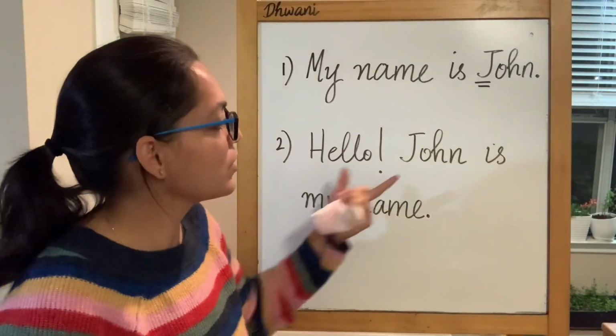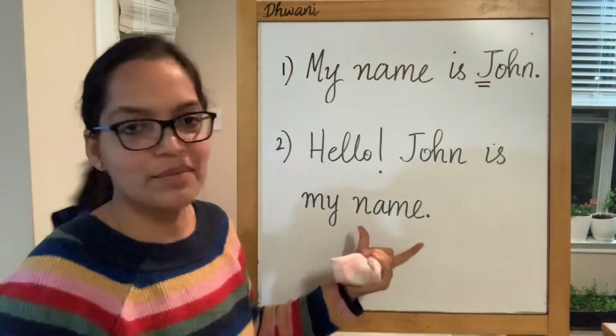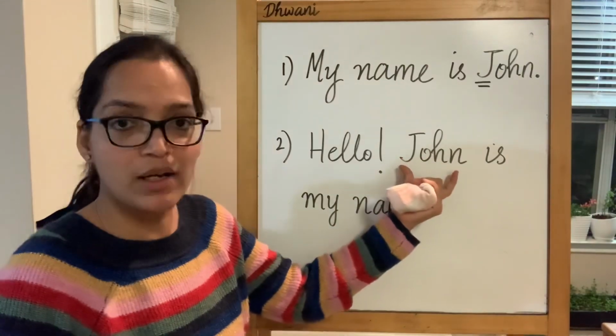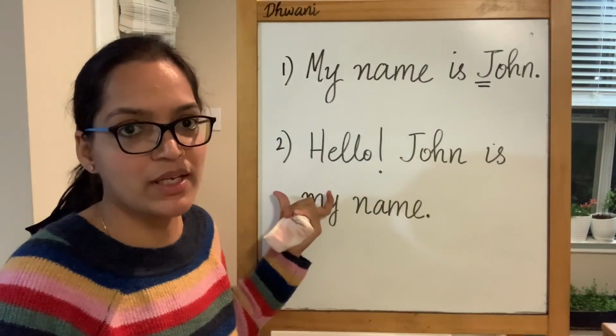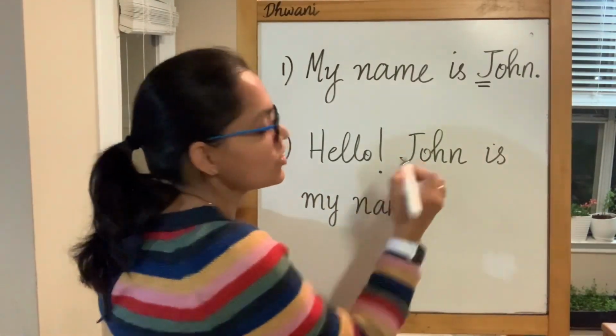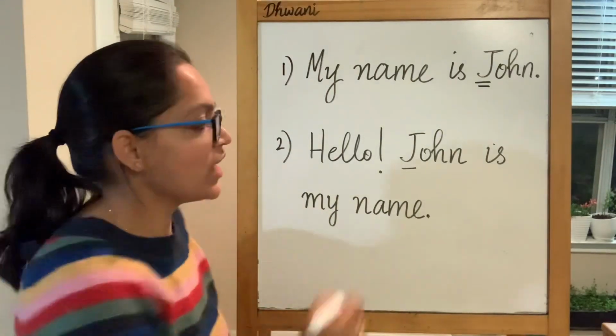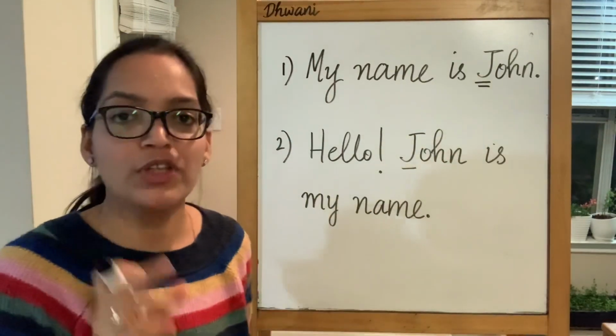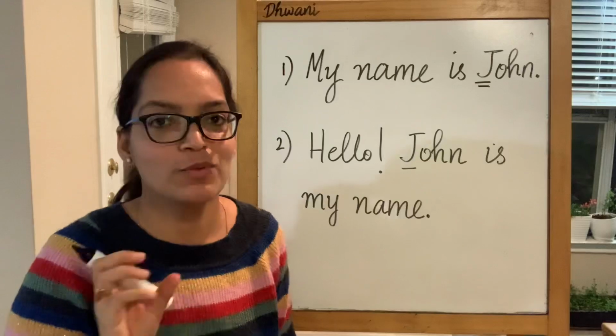Hello. John is my name. So now John is in the middle part of the sentence. It is not in the beginning. Even then, J is going to be in capital. And the rest of the alphabets of the name John should always be in lowercase.